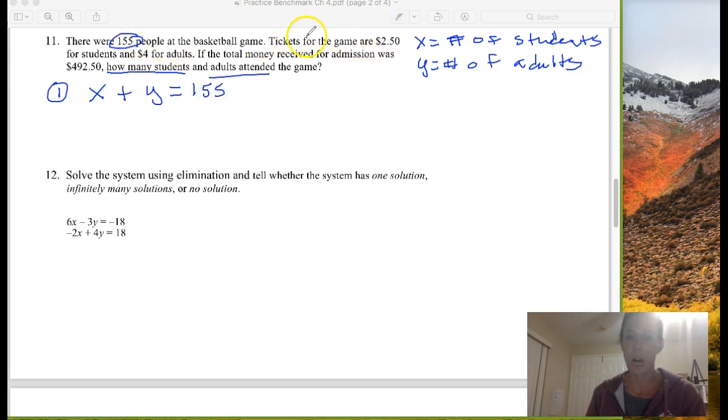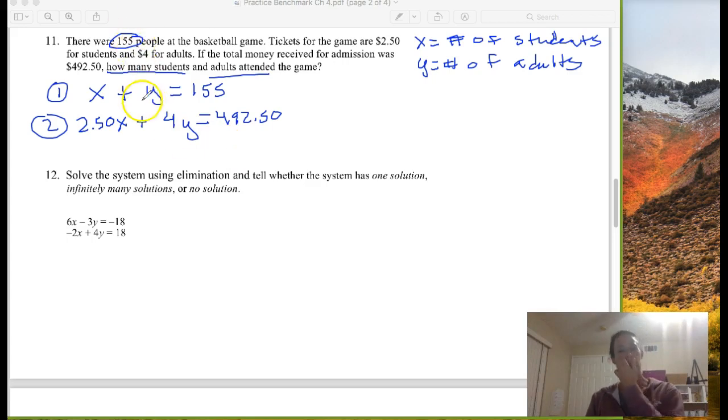Now let's look at the cost. The tickets for a game are $2.50 for students and $4 for adults. So we're going to go $2.50 times the number of students plus $4 times the number of adults. That's going to be the total cost, $492.50. Okay, so now I've got two equations and two variables.